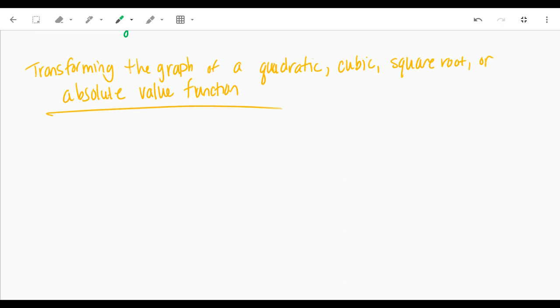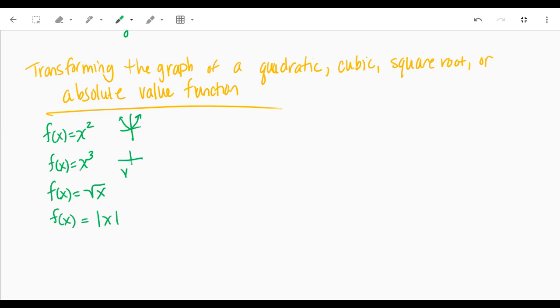Okay. Your parent functions, so we've got quadratic, f of x equals x squared. We have cubic, f of x is x cubed. We have square root, f of x is the square root of x. And we have absolute value, f of x is the absolute value of x. Okay, and then just remember, quick little sketch, quadratic, cubic, square root, and absolute value.